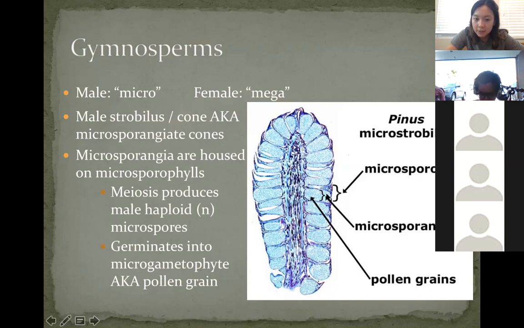Inside the microsporangium is where meiosis is going to take place, and that's where the male haploid microspores are going to be housed. So just like how with mosses, the sporangium is where the spores were housed, the sporangium also known as the capsule. So inside the microsporangium are the haploid microspores, and those haploid microspores will eventually germinate and produce your microgametophyte, or your pollen, or your male gametophyte. Remember, micro means male, so that's where all of that is going to take place.